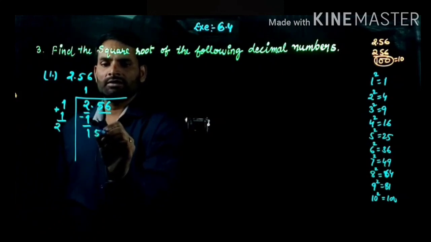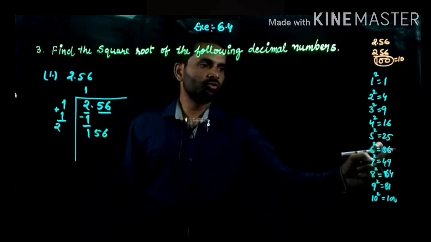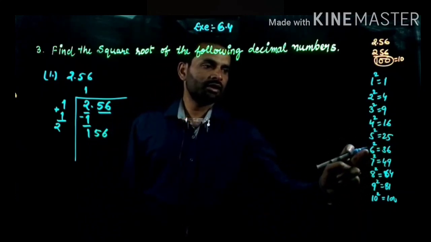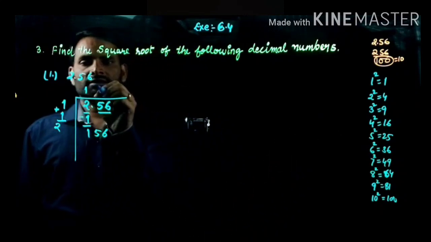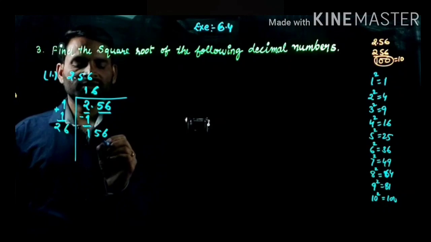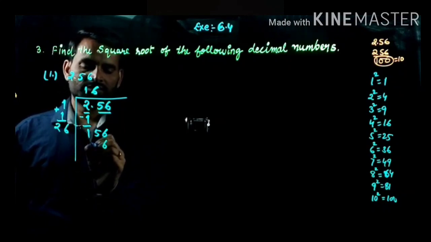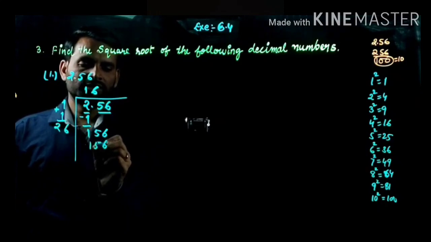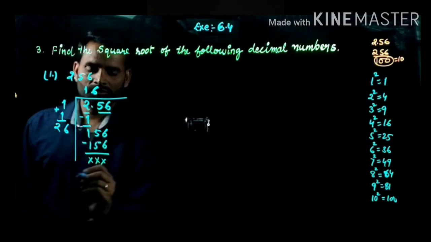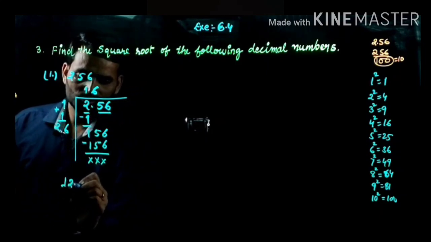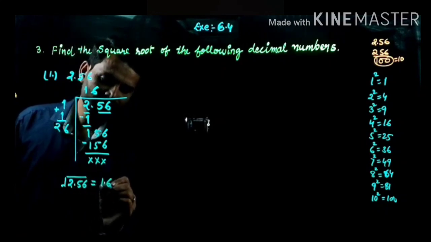The next pair is 56, and 6 will become two numbers, 1 is 6 and 6 will be 6. So you choose the number 4 and 6, that 6 6 is 36, 3 carry, 6 2 is 12 and add 3 is 15, 156. After subtraction your answer is 0. This means you write the square root of 2.56 is equal to 1.6.